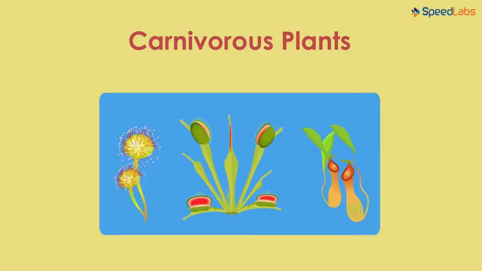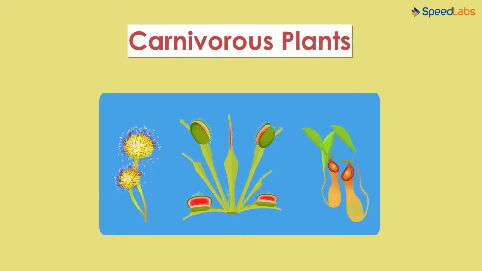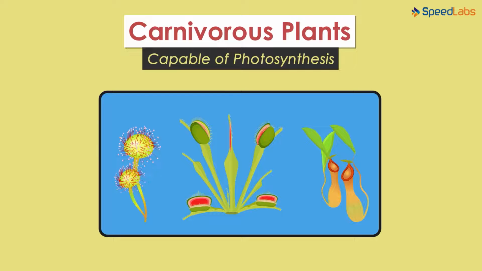Does that mean that these plants are achlorophyllous? You will be surprised to know that like all green plants, even carnivorous plants are capable of photosynthesis. Wait a second, if carnivorous plants can make their own food, then why do they depend on other creatures? Do they need something else for their survival which is not obtained from photosynthesis?